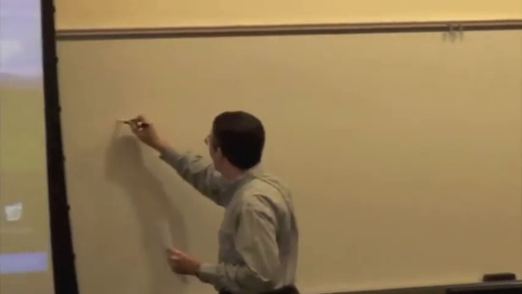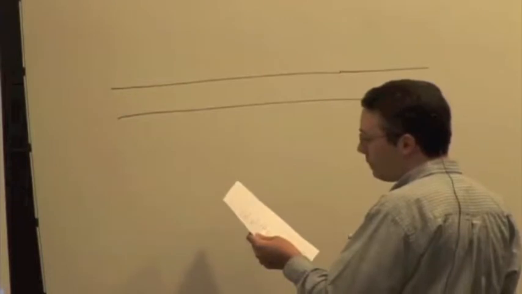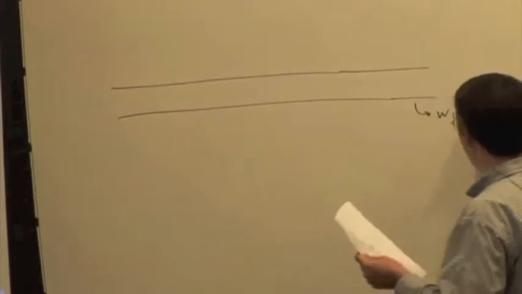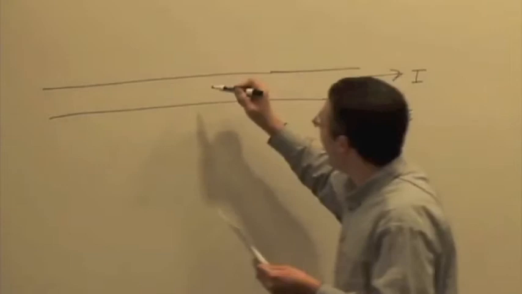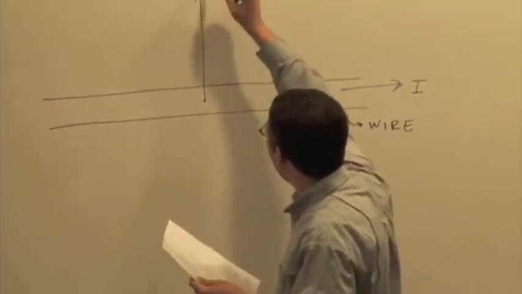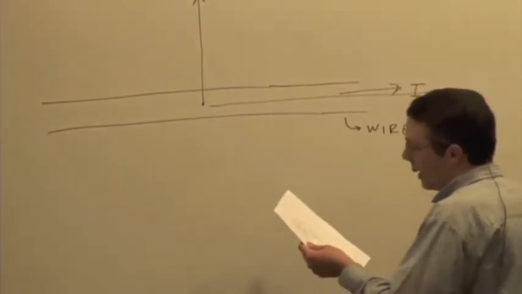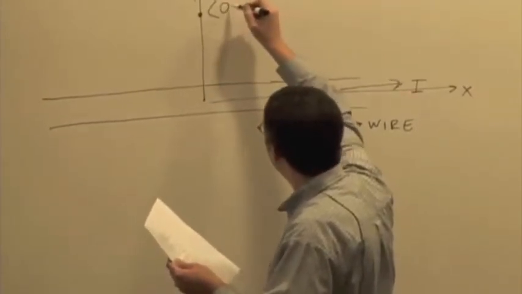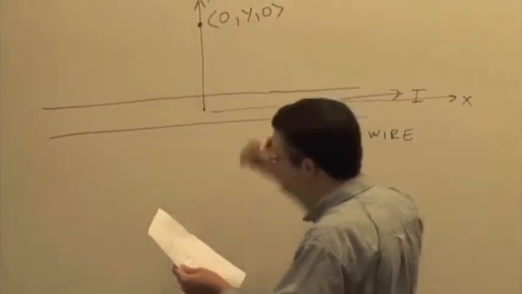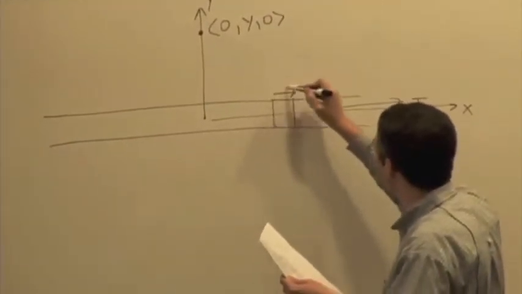The derivation I'm talking about is what we discussed at the very end of class last time about a long straight wire. So this is a wire, and it has some conventional current running through it in that direction, call it capital I. The wire is on the x-axis, so this is the y-axis, this is x. We want to find the magnetic field at an observation location of 0, y, 0. And here's a little segment of wire that has a length delta L.